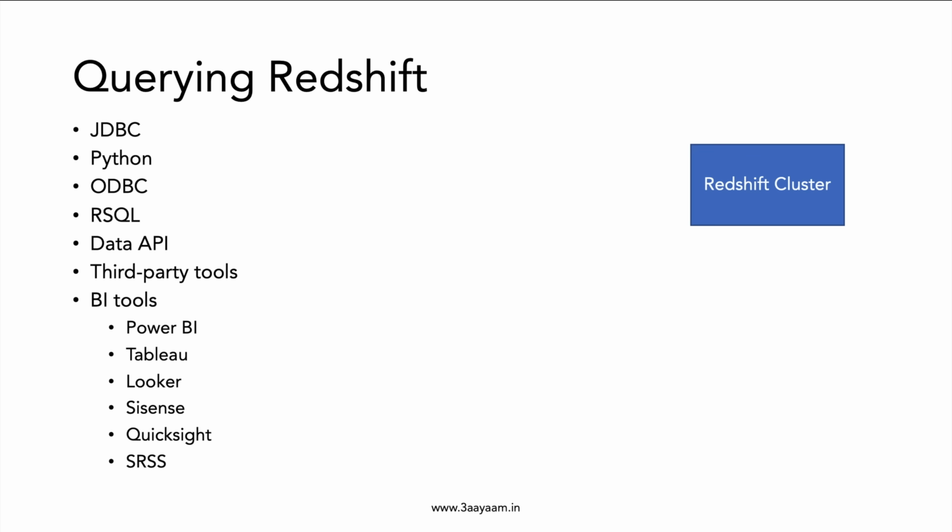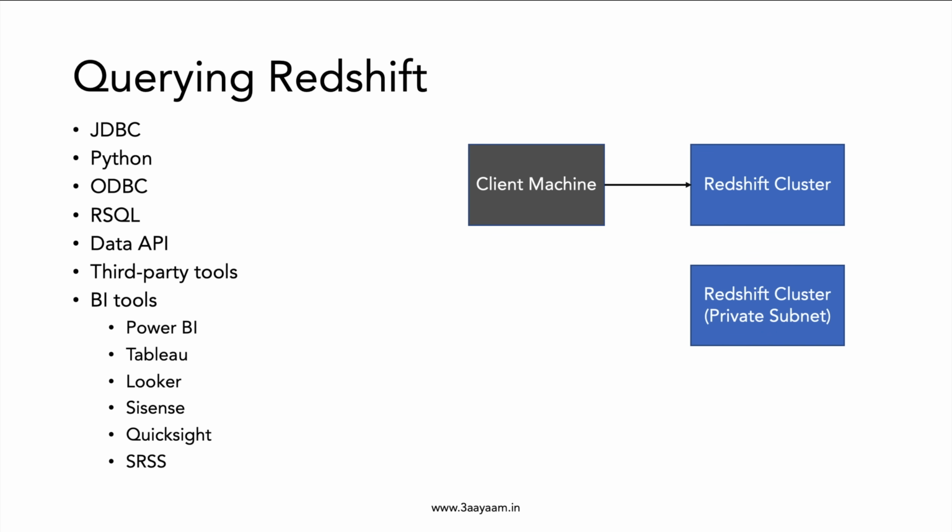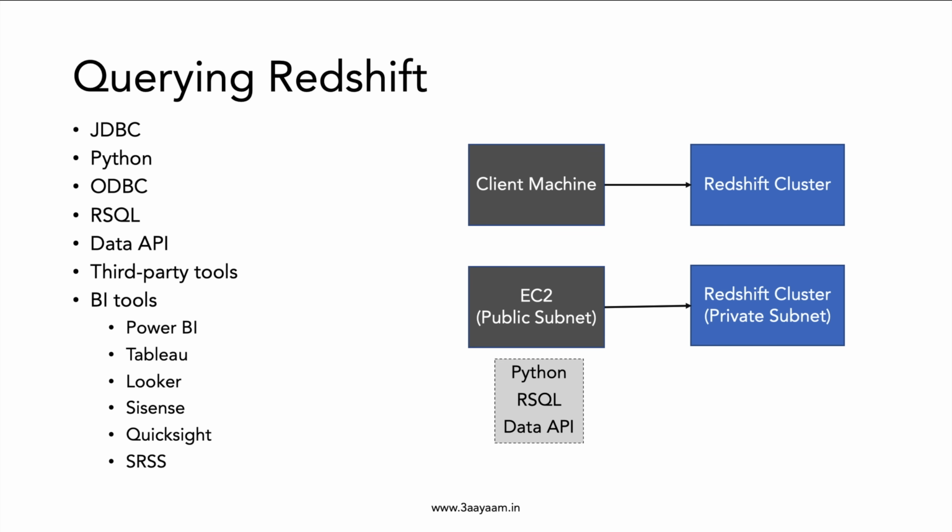So we have this Redshift cluster, and let's say we have a client machine. The client machine would connect to the Redshift cluster. In our case, we have created the Redshift cluster in a private subnet, and what we'll do is launch an EC2 instance in a public subnet, and we'll use that EC2 instance to run Python code, RSQL, and Data APIs to connect to the Redshift cluster and run queries.